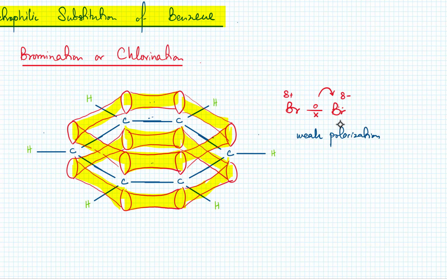Why? Because the pi electron density in benzene doesn't have a high charge density. The density of benzene is smaller compared to alkenes, and hence there's less polarization. The electrons over here are not going to be repelled very strongly.